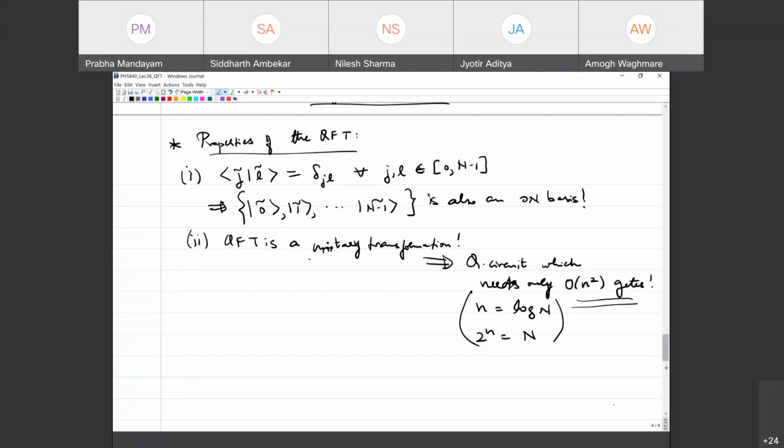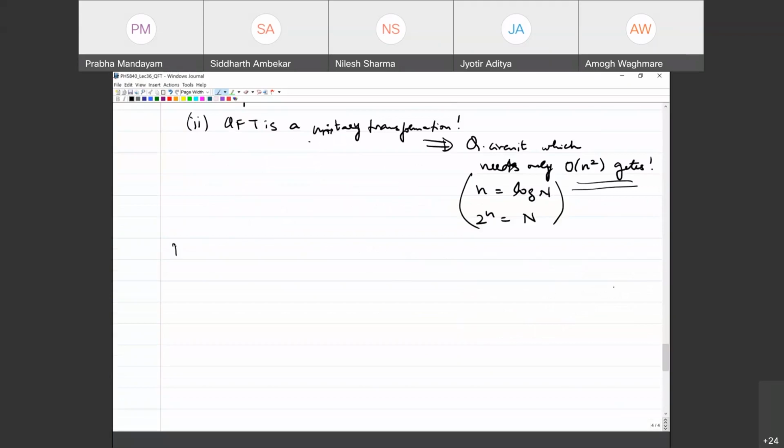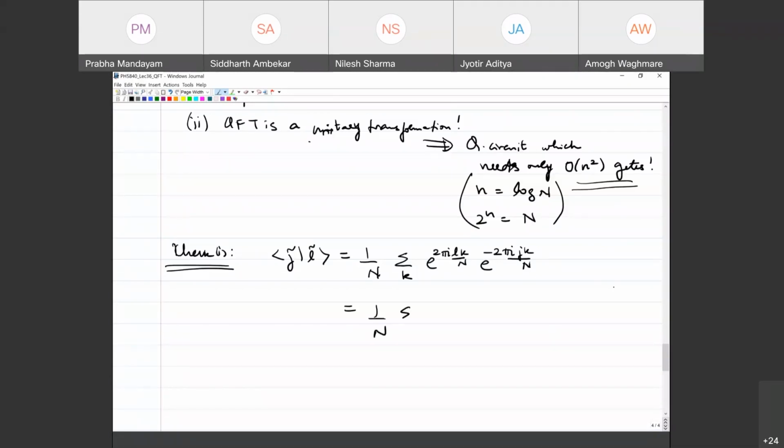Okay, so let's first show this one step at a time. Let's first show this orthogonality. So check one first. What is this inner product? Please work it out with me. So this is 1 over n, sum over k, e to the 2 pi i lk by n times e to the minus 2 pi i jk by n. So this is 1 over n, sum over k, e to the 2 pi i (l minus j) k by n, where k runs from 0 to n minus 1. What is this?